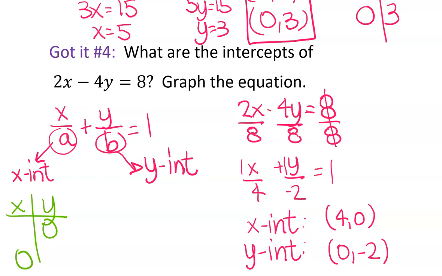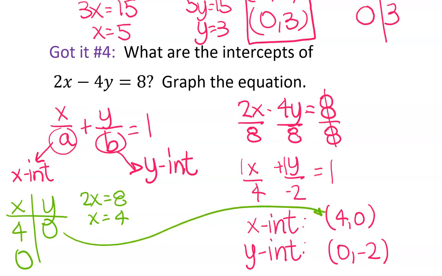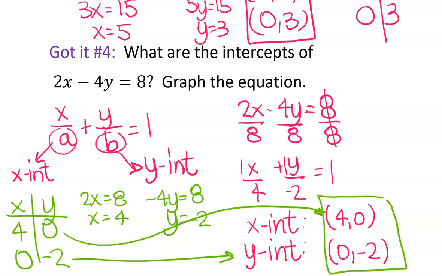So plugging a 0 in for the y would give me 2x equals 8. X would equal 4. And again, that's what we had. Plugging in a 0 for the x makes the x part 0. We get negative 4y is equal to 8. So y is equal to negative 2, which is the same as we got before. So if you're not going to remember that new method that I just showed you, that's totally fine. Just remember which one gets a 0 and make it in ordered pair form at the end.